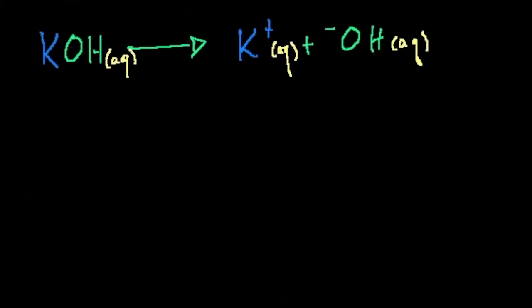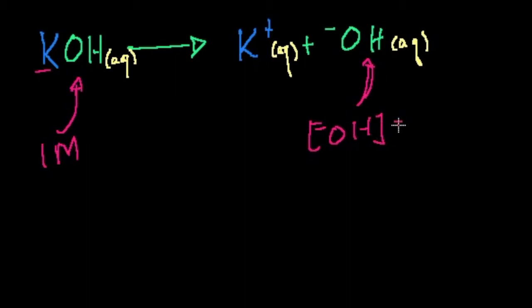But if we have 1 molar of potassium hydroxide, and it completely dissociates when it's in water, so you have none of this left over, then what's your concentration of OH? Well, your OH concentration is going to be 1 molar. Right? If you had 1 mole per liter of this, you're going to have 1 mole per liter of this, because all of this just disappears in the water. So what is your pOH? pOH is just the negative log of this. The log of 1 is 0. The negative of 0 is 0.